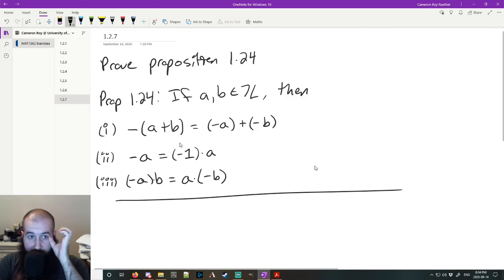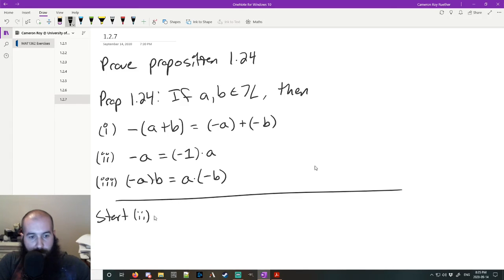Lastly, we have exercise 7, which is to prove proposition 1.24. And it says that for integers a and b, these identities are true. And they're identities about the additive inverse of elements. For instance, one says that the additive inverse of the integer a plus b is the additive inverse of a plus the additive inverse of b. Now, I'm going to prove 2 first, and then use it to prove 1 and 3, because having access to 2 makes the proofs of the other ones pretty easy.